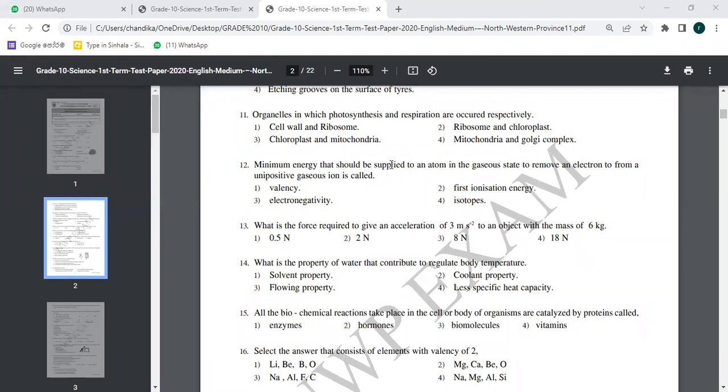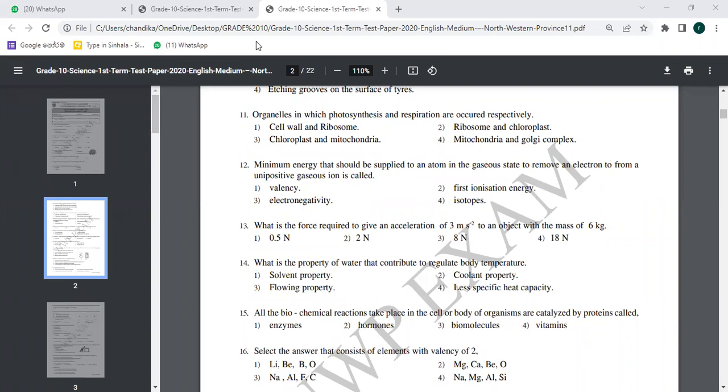respectively. What is the answer? Third one. Photosynthesis, chloroplast; respiration, mitochondria. Correct. Third one is the answer, right?